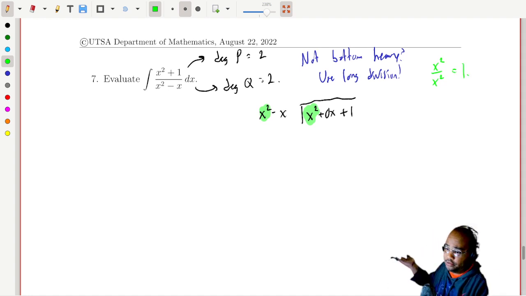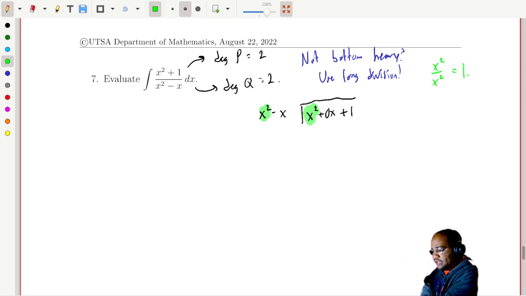Well, it's 1, right? Okay, we divide with exponents, I subtract the powers. X squared divided by x squared is 1. So I put a 1 here, in that slot. And now I do the usual multiply step. 1 times x squared is x squared. And then 1 times negative x is negative x.